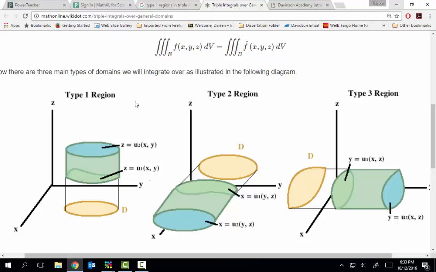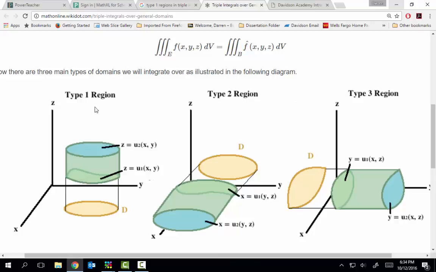All right, what we have is we're going to have 3 types of regions. And within each one of these regions, we're going to have 2 more ways to set up our integrals, and that can get a little confusing. I'm not going to go into it in this video. We will talk about it, okay? Just a little bit in an example that I do, and then we'll talk about it in class.